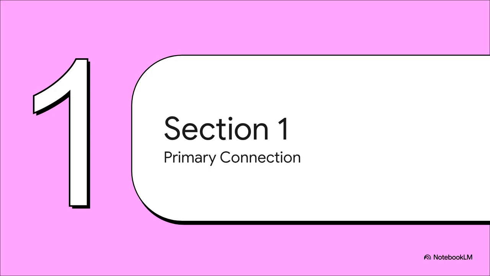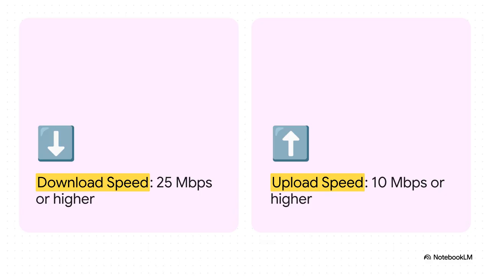Let's talk about your primary everyday internet connection. This is your main line, and it has to be solid. For your primary internet, there are two magic numbers you have to hit. Your download speed needs to be 25 megabits per second or higher, and your upload speed needs to be at least 10 megabits per second. These are the absolute minimums.